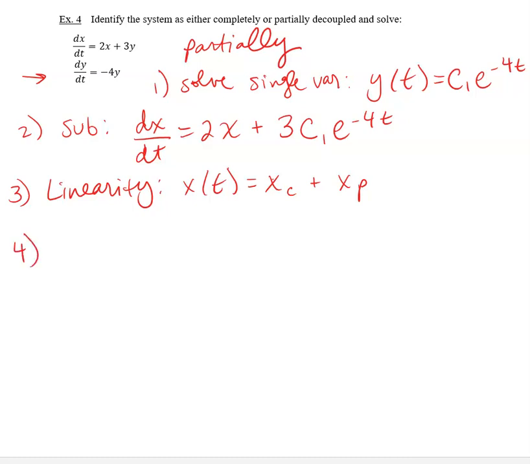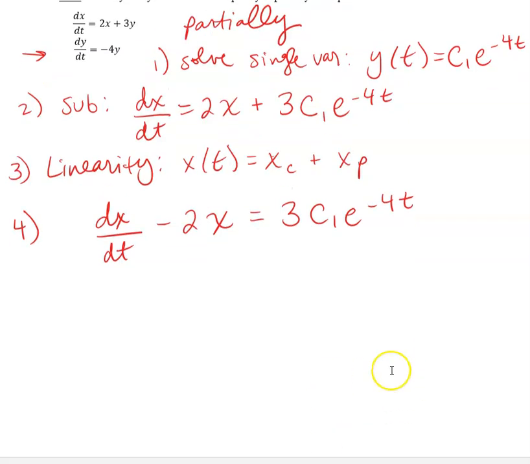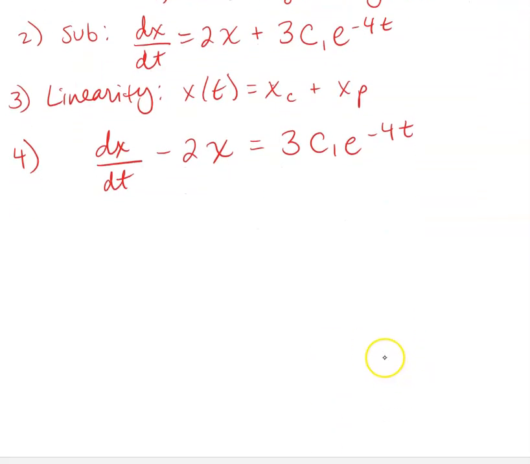So let me go ahead. I'm going to solve this dx/dt expression. I'm going to move the 2x to the other side. So I'm going to write this as dx/dt minus 2x equals 3c1 e to the negative 4t. And then I'm going to guess the particular solution. So I'm going to just make a guess, kind of like I did earlier. I'm going to say that a particular solution would be something in the form e to the negative 4t, but with some coefficient that I'm going to call alpha. I don't know what it is yet, but I'm going to just call it alpha for now.